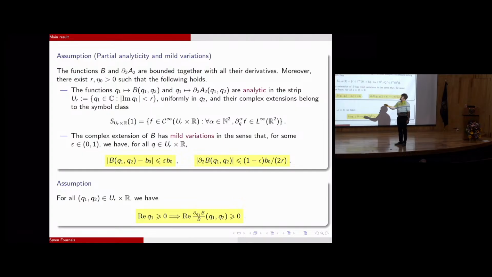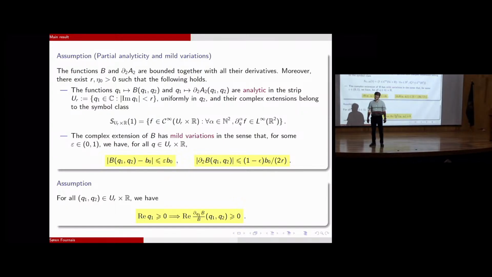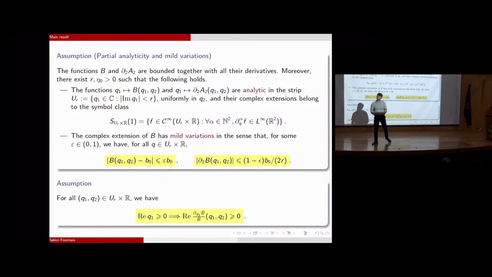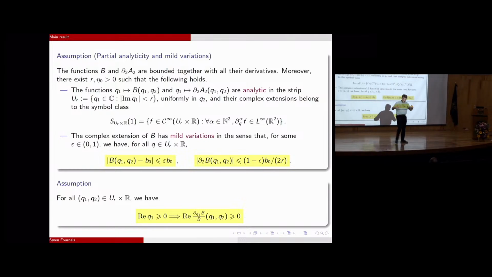Well, it has to be a symmetric double well potential that is smooth. Sorry? The wells are identical, yes. And because somehow the whole problem would be very different.